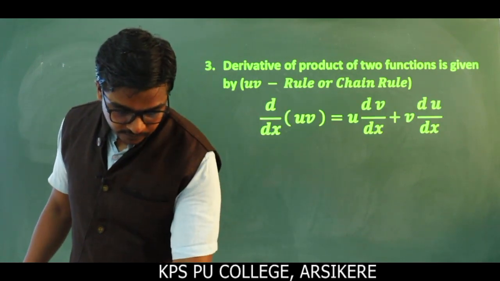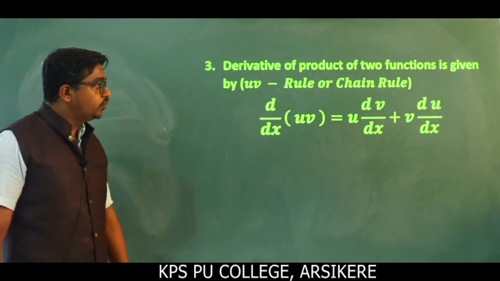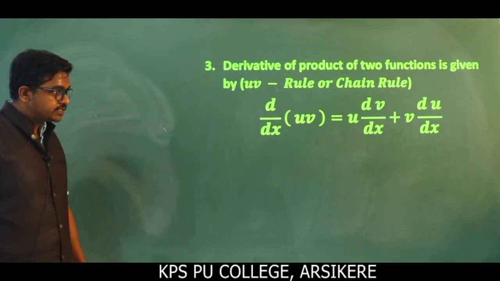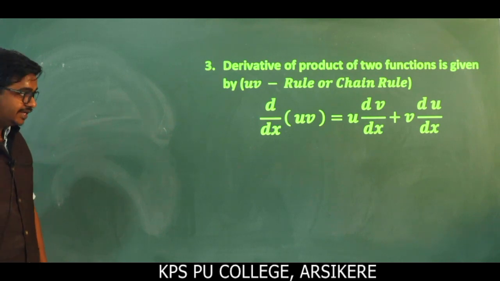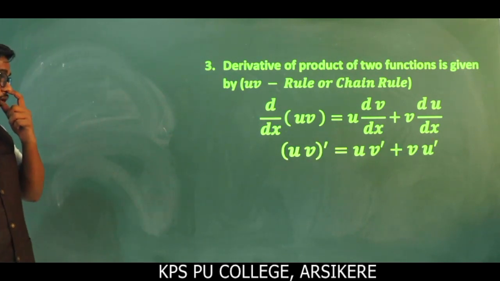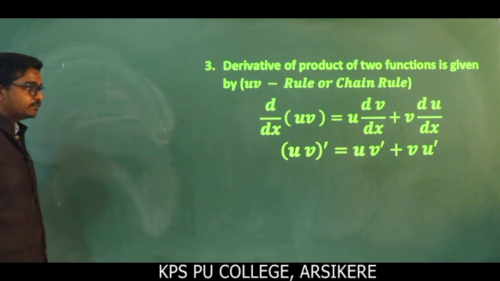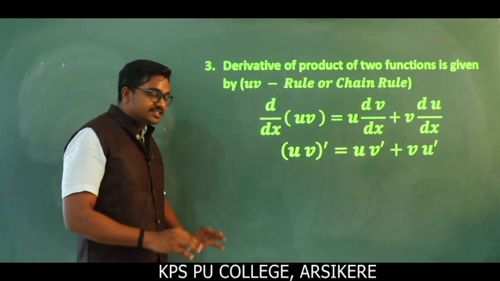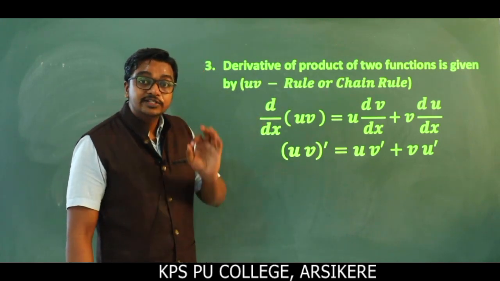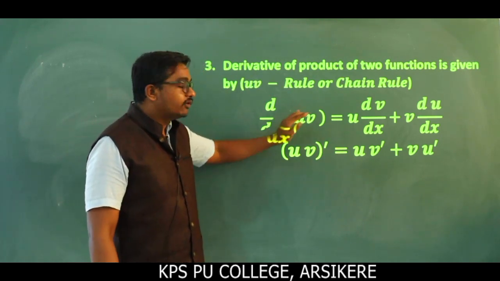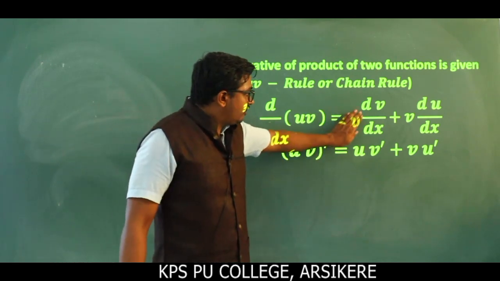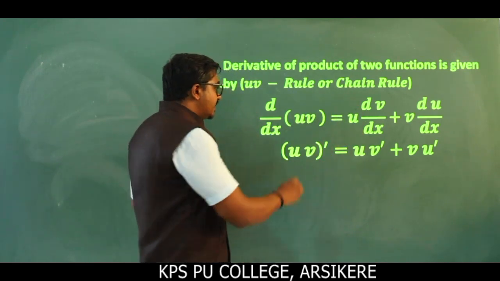Okay, observe here. d by dx of u into v is equal to u into dv by dx plus v into du by dx. We have another notation for this one: u into v whole dash is equal to u into v dash plus v into u dash. Just observe carefully here. This is also called the UV rule or chain rule. So when given the product of two functions, first function is u and the second function is v.